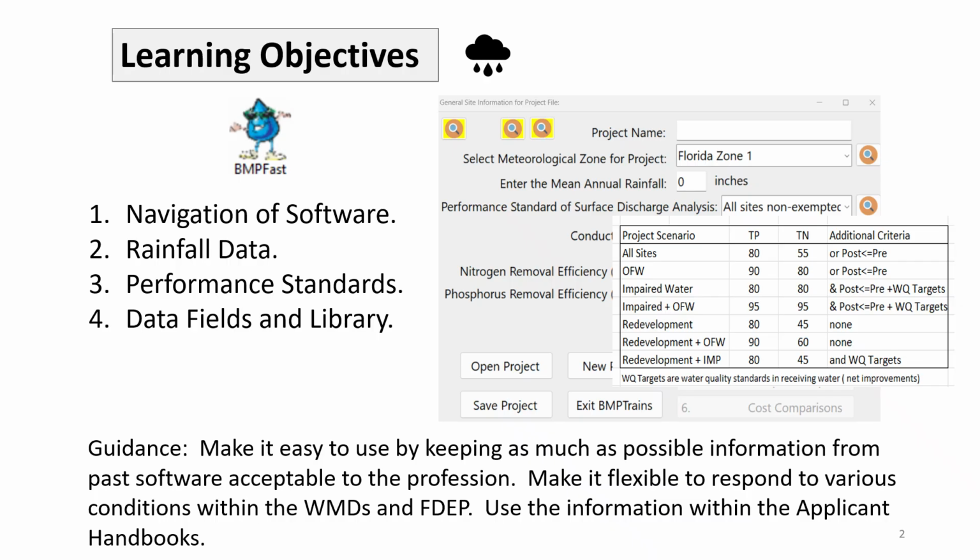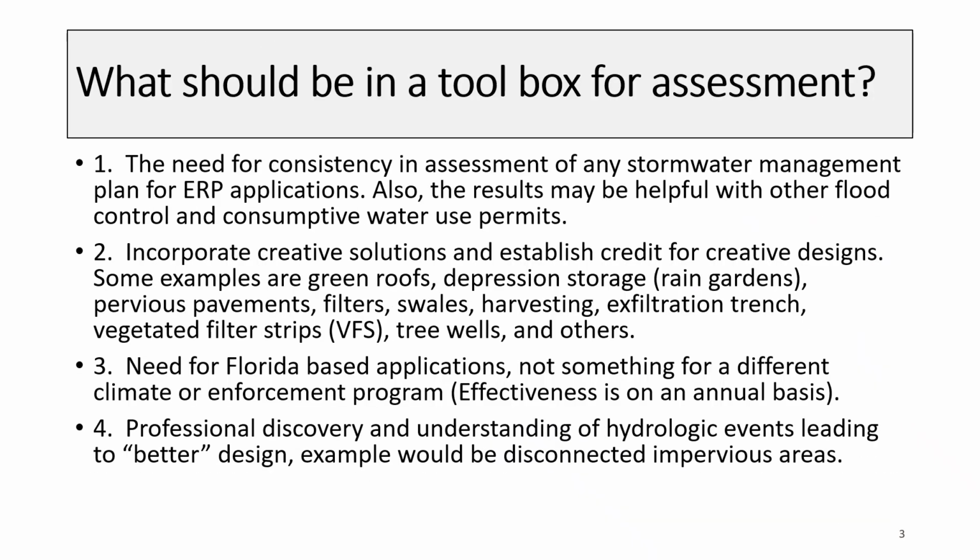For this specific learning module, our primary focus will be on software navigation, understanding rainfall data, and applying the appropriate performance standards. When considering what should be included in an effective toolbox for stormwater management assessment, several key elements stand out. First and foremost, there is a clear need for consistency in how we assess any stormwater management plan, especially for ERP applications. This consistency is not only vital for regulatory compliance, but also proves incredibly helpful for other permits related to flood control and consumptive water use.